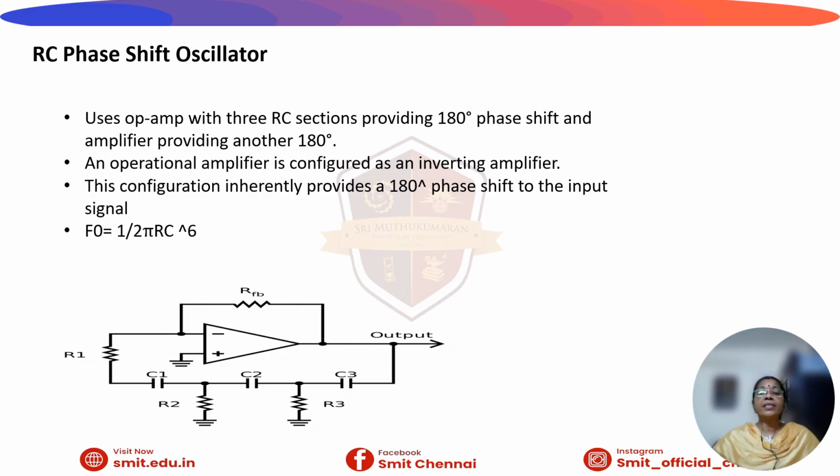It uses three RC sections providing 180-degree phase shift, and the op-amp is operated in inverting mode, which produces another 180-degree, and a total of 0 degree or 360-degree phase shift is obtained, which meets the condition of an oscillator. The operational amplifier is configured as an inverting amplifier, and this configuration inherently provides an additional 180-degree phase shift, meeting the criterion and generating the continuous sine wave. The frequency of oscillation f naught is given as 1 by 2 pi RC root 6.